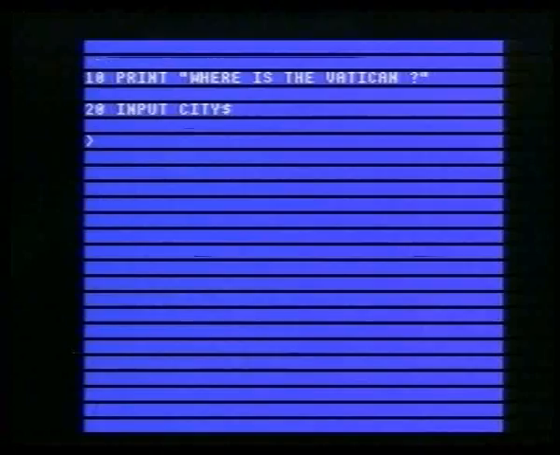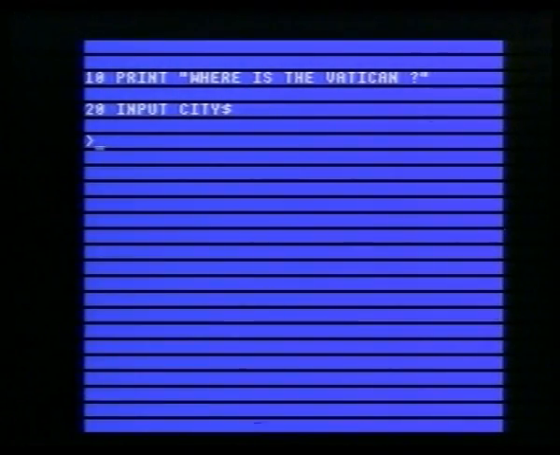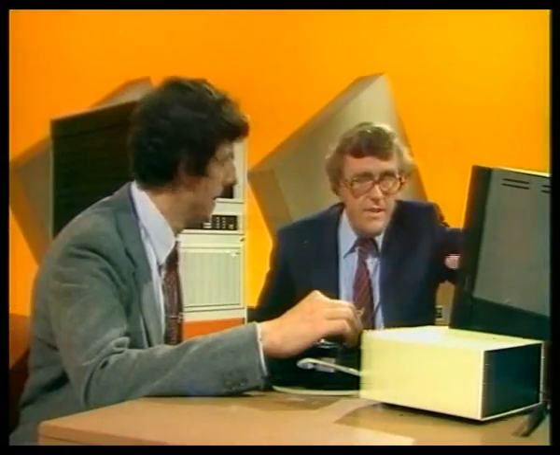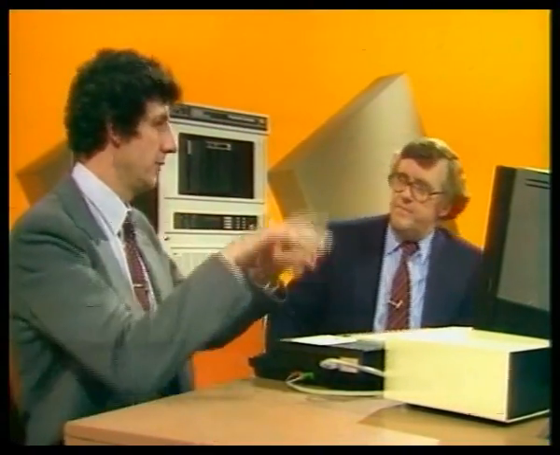And the first one is print, and inverted commas. I always think of it like a conversation in a book. If you put something in inverted commas, it means it's conversation. So that tells the computer to actually print "where is the Vatican?" on the screen when you run it. So when you run the program, that's all you get, is where is the Vatican? For that one line, that's okay. So that's fairly straightforward.